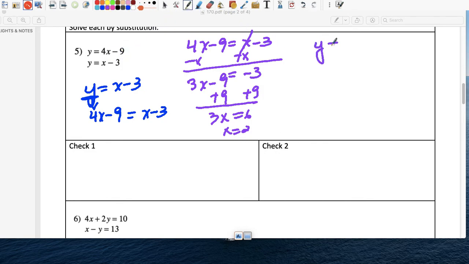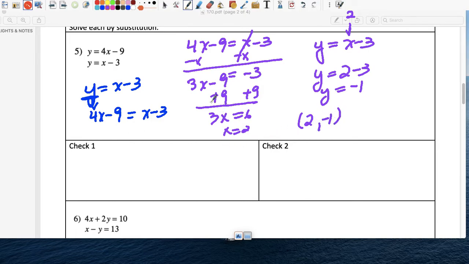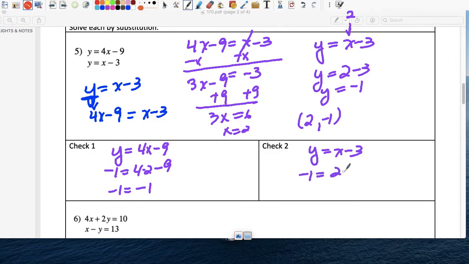So now I can go to any of the other two equations. Let's pick the easier one, y equals x minus 3. I'm going to replace x with 2. So over here I'm going to put a 2, and y is going to be -1. So that's my point. On the graph, they would meet right here at 2, -1. So check. I'm going to take the first equation and replace with the values that I found, 2 and -1, and you'll see that that's correct. Equation 2, y equals x minus 3. I'm going to replace, and you see that that's also right.